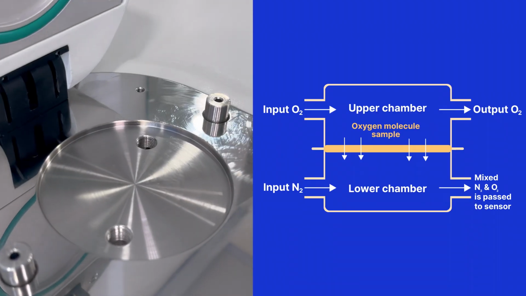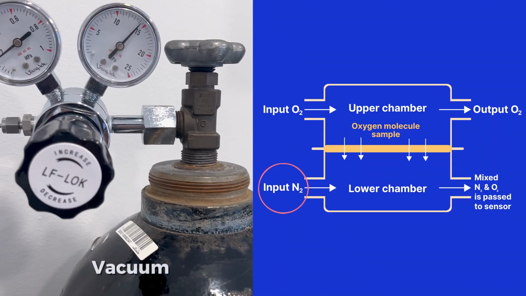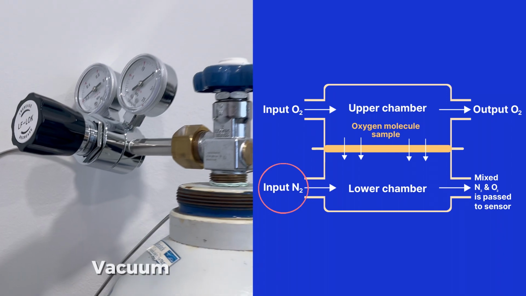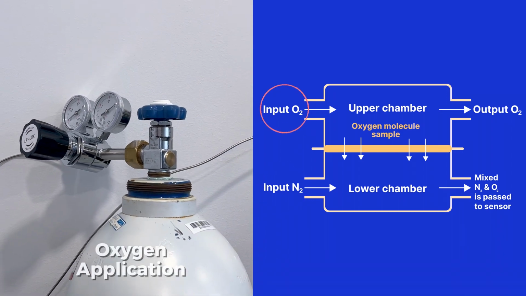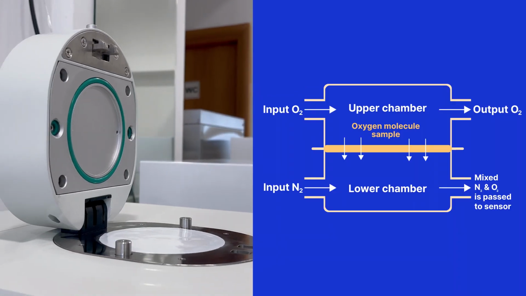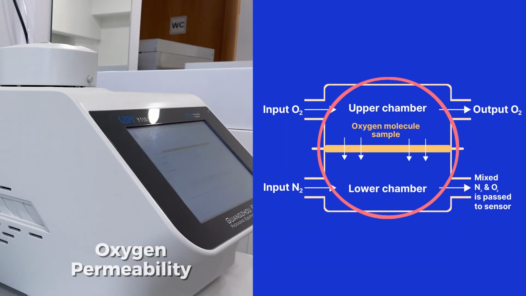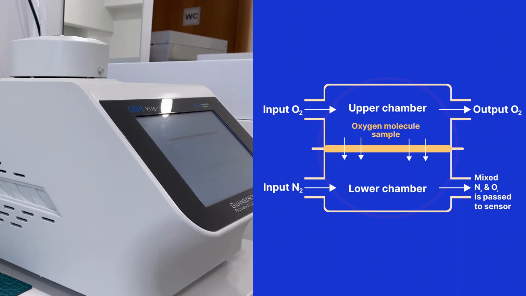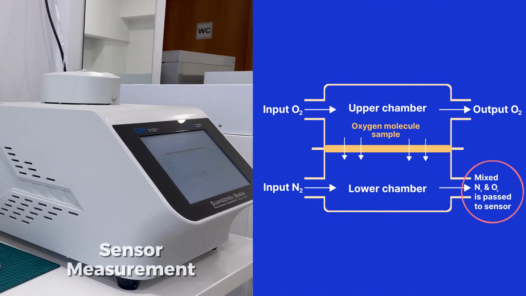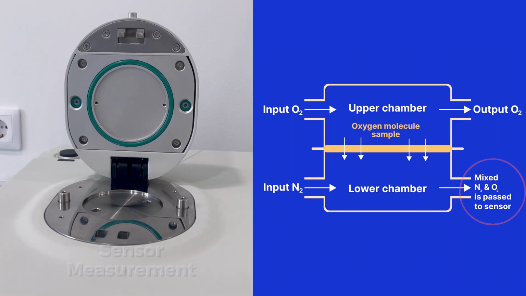The instrument first applies a vacuum on one side of the specimen using pure nitrogen, removing all oxygen from the chamber. Next, a controlled amount of oxygen is applied to the opposite side. During the test, oxygen permeates through the material and eventually reaches the clean side, where only pure nitrogen is present. A coulometric sensor measures the voltage difference between the nitrogen and the oxygen-nitrogen mixture.